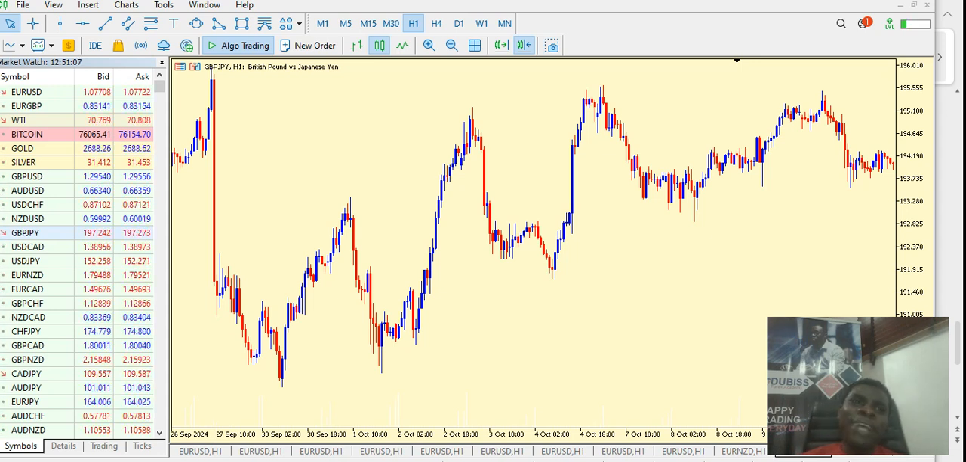Remember, we want to identify our order block. Now, if you look from the definition, we say for bullish, the last sell candle, while for bearish, the last buy candle. Okay, so let's go. I'm on a GBP JPY chart. This is a live chart. Let's identify this.